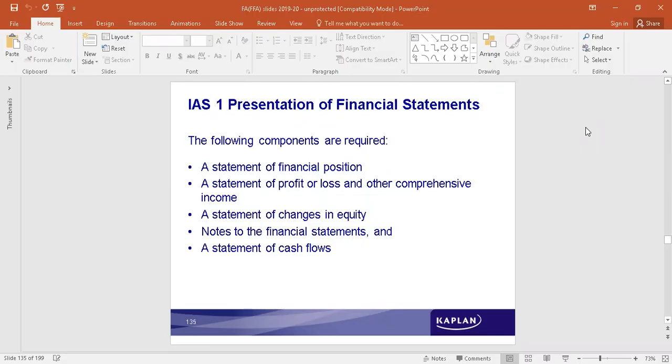So limited company financial statements. In fact, the other day we have started. Let's continue from this. IAS 1 talks about presentation of financial statements. There are 4 financial statements.